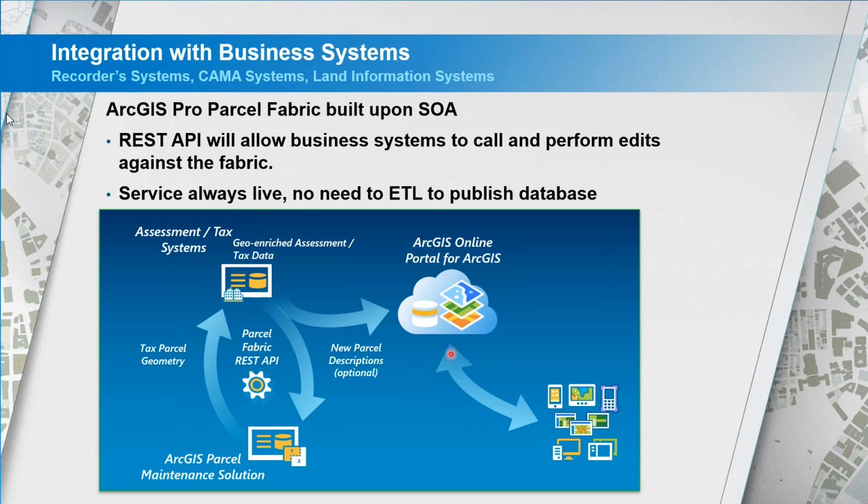So what does that actually look like? Since there is a REST API out there, from a business system, I can call and have certain actions perform against my parcel fabric.